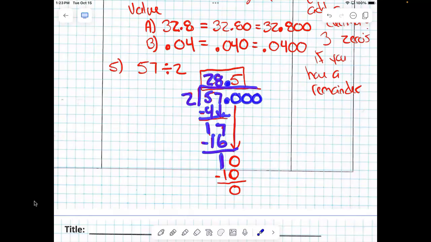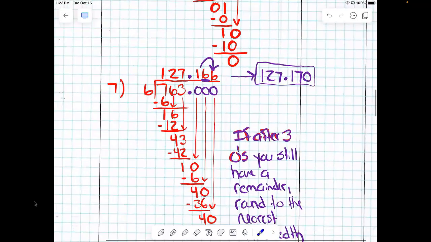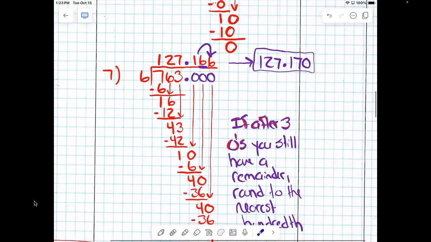Yes. Now that we added more numbers, we have a number to bring down, right? Yes. Does 2 go into 10? Yes. How many times? 5 times 2 is 10. What's left over? 0. Can I be done? Yes. I don't need to bring down the zeros if I have 0 left over, right? Yes.